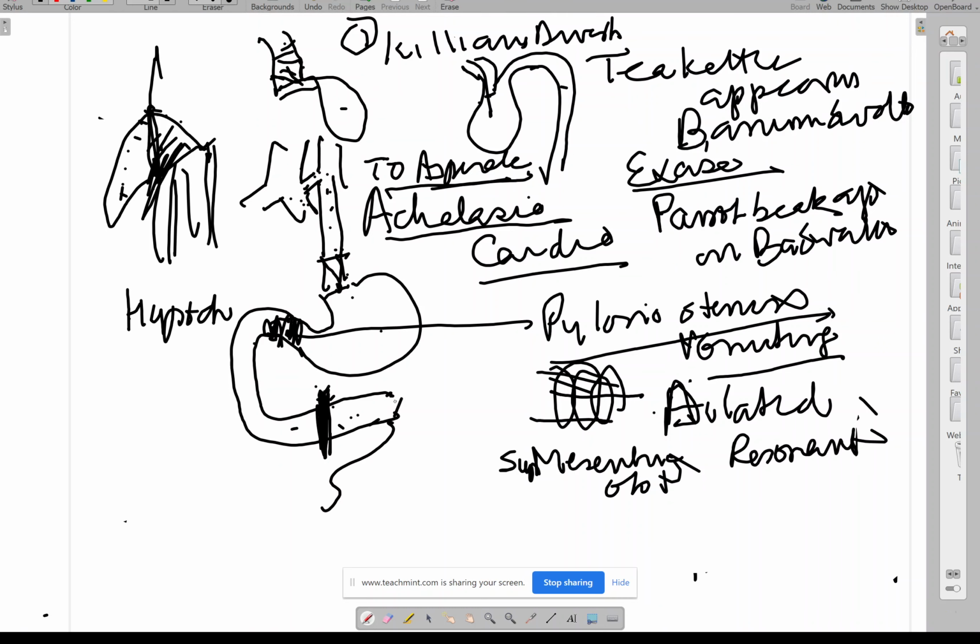Then you have the ileum. The commonest reason for obstruction of the ileum is tuberculosis.